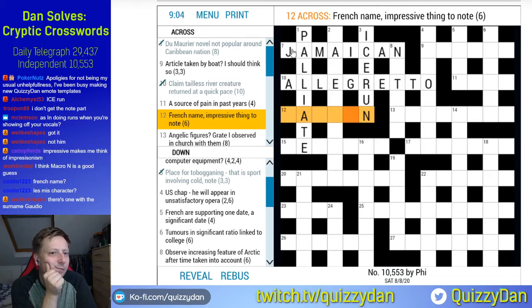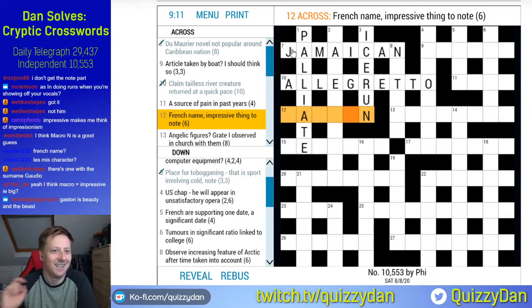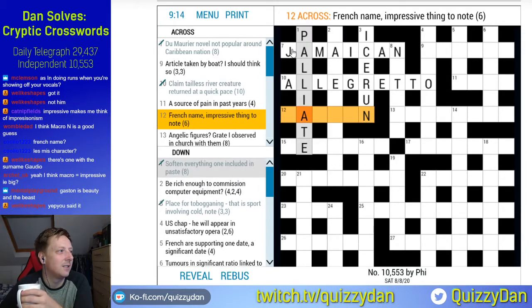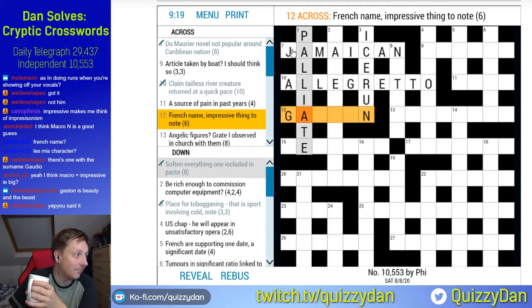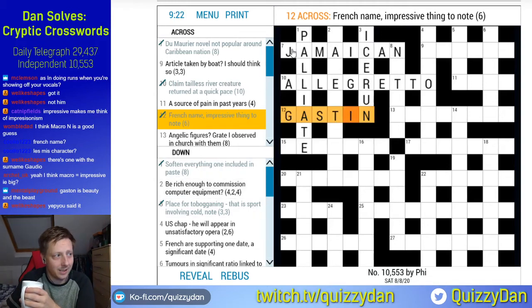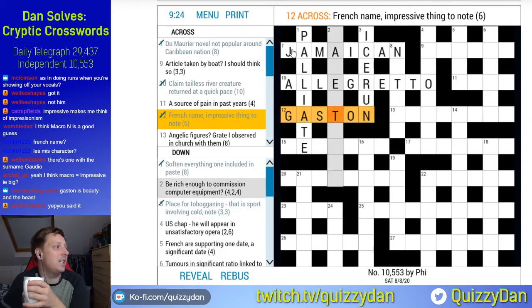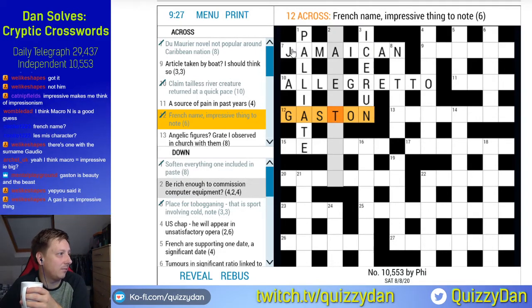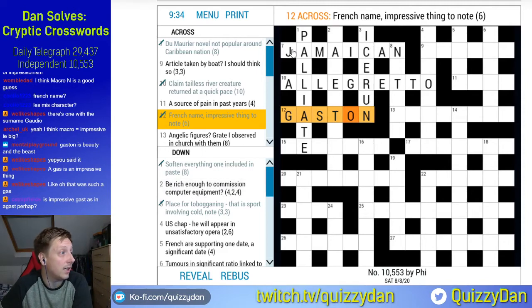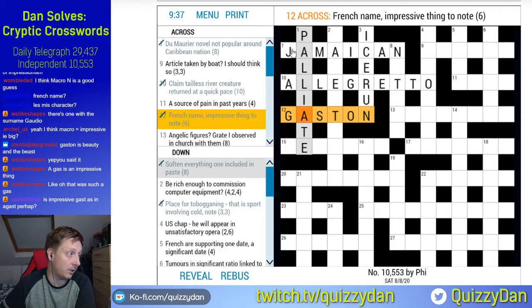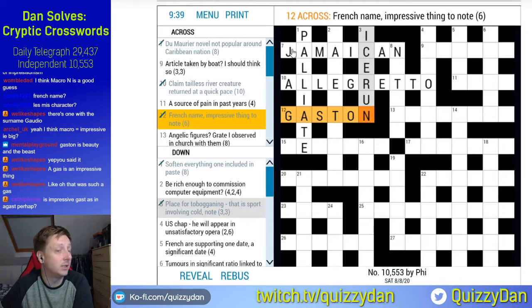I don't know anything. There's one with the surname Gaudio. That does not help me, Shapes. Gaston is Beauty and the Beast. So it is Gaston, is it? Okay. Why is it Gaston? N for note. Impressive thing. A gas is an impressive thing. Is it? Fair enough. And then 2 is 2 and note is N. So a gas is an impressive thing. So gas, 2 and N.